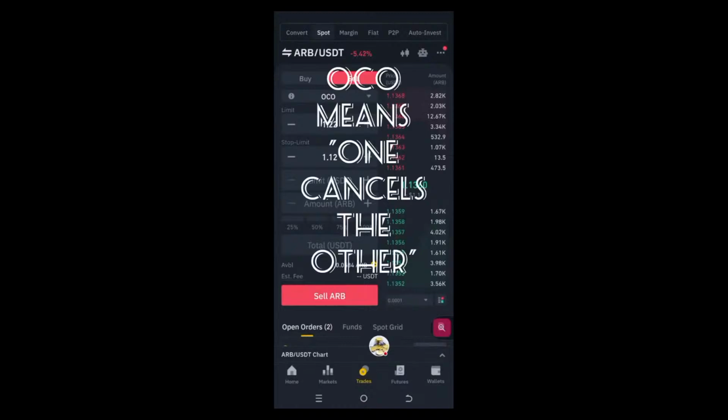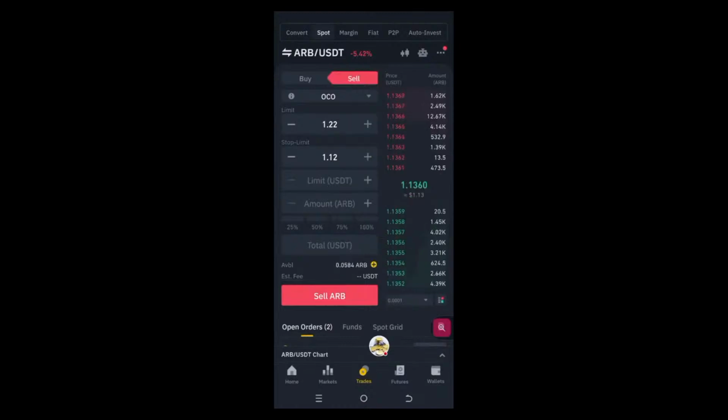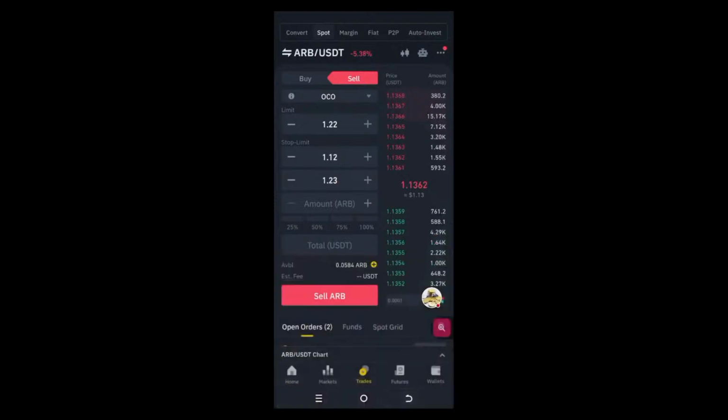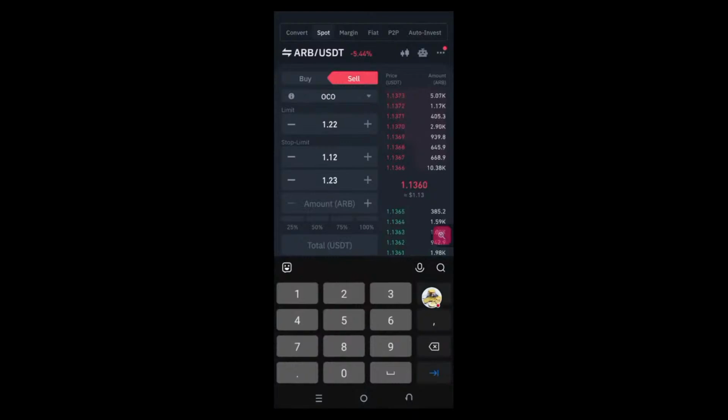This is OCO. OCO means one cancels the other, right? One cancels the other. Try and understand that. So you put your limit price and all of those things. The price is currently that, and you put your limit price here. Maybe you want it to be 1.23, right? Do you understand that? So now you have three prices, and then you have the amount of ARB that you have, and you pick whether it's 100% or whatever. Don't forget that's currently in the trade.